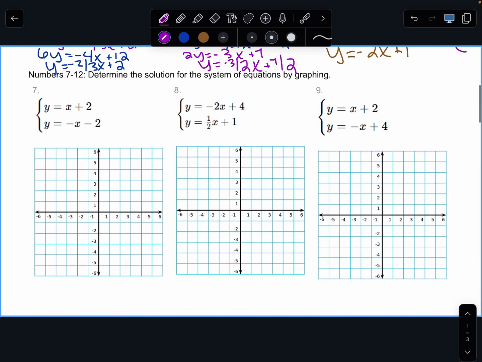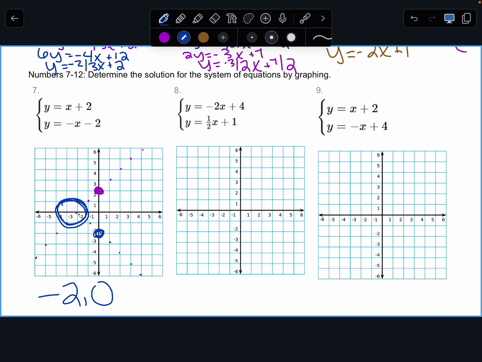All right, the next ones you are graphing to see where they cross at. So first dot on the 2, up 1 over 1. And then the second one, first dot on the -2, down 1 over 1. So they cross perfectly at -2, 0.